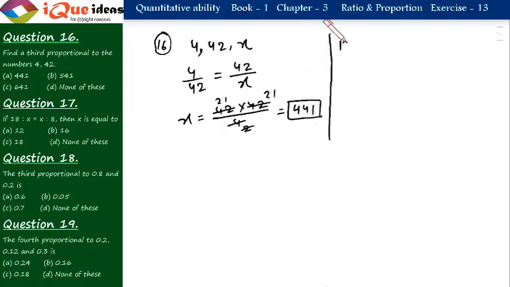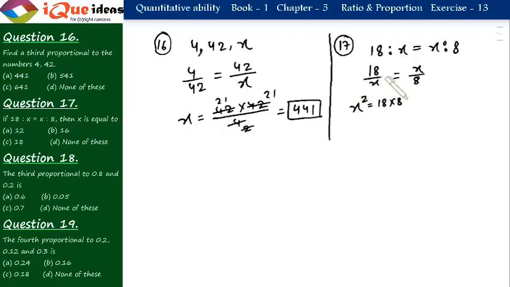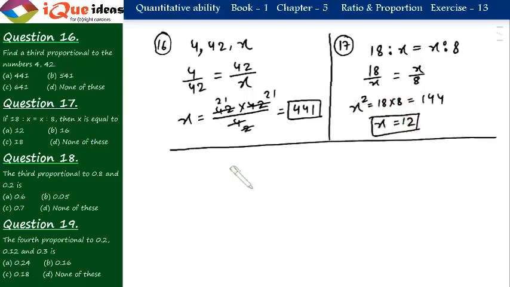Question number 17 says 18 is to x is equal to x is to 8. Simple question. 18 upon x is equal to x upon 8. So we have x into x equal to 18 into 8. So x square is 18 into 8, which is 144. Alright, so x is equal to 12. These are all very easy questions. Everybody should be able to solve them.